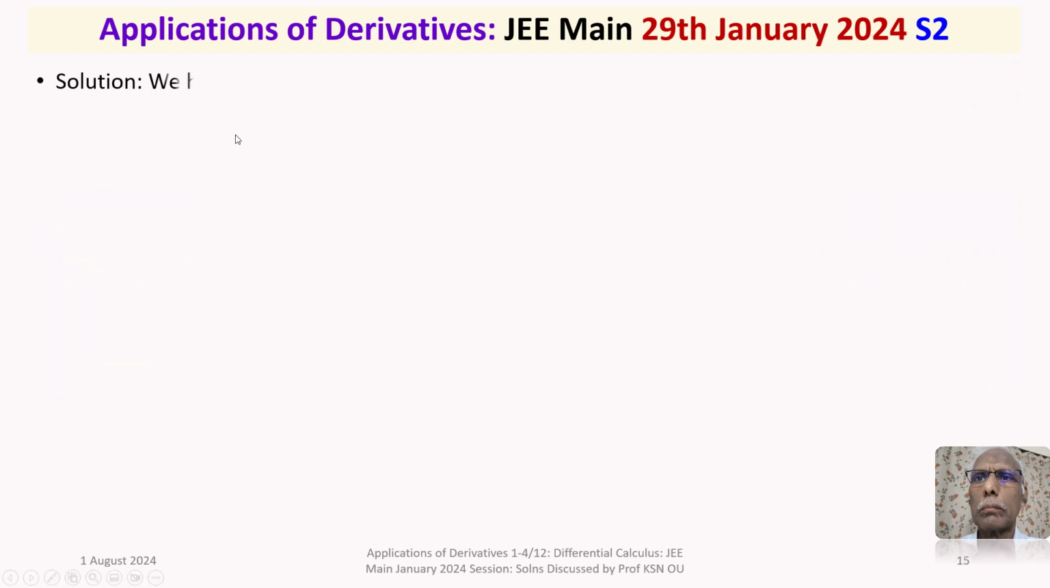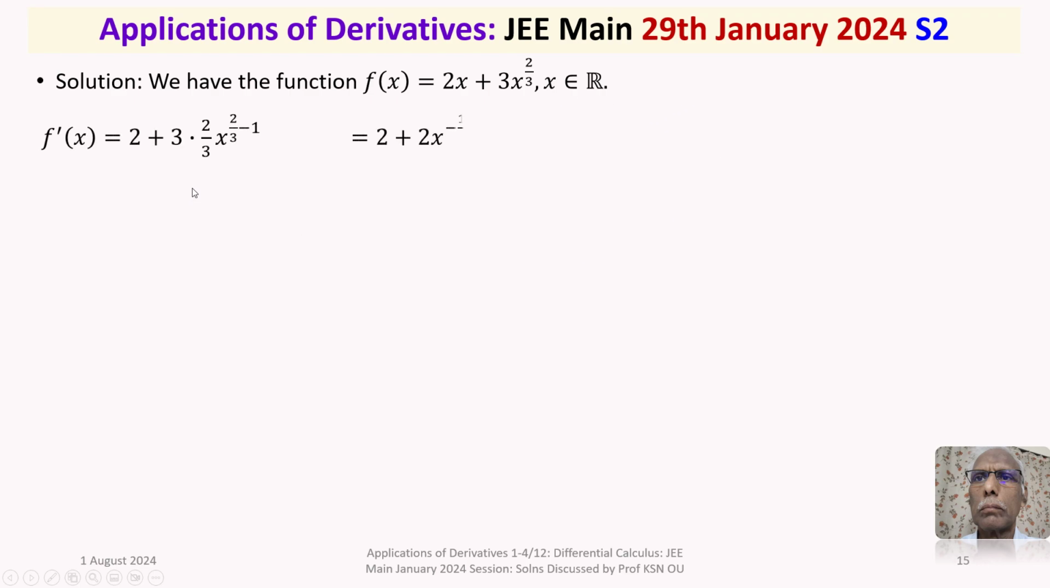We now discuss the solution of the problem in detail. We have the given function f(x) = 2x + 3x^(2/3), where x belongs to R. To talk about local maxima and local minima, we have to compute its first derivative. Differentiate f(x) with respect to x.